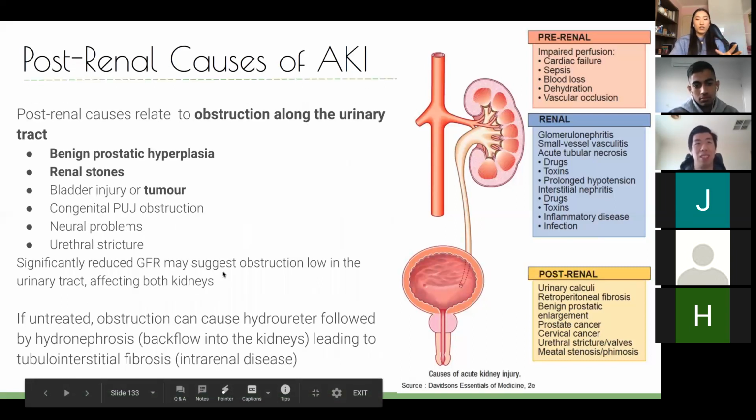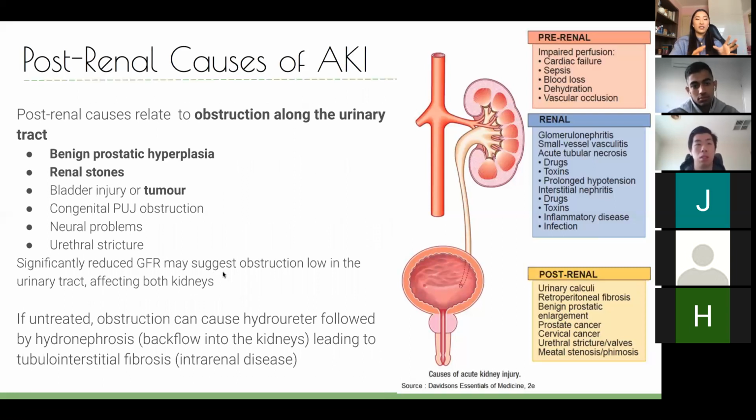And then we get to post-renal. Post-renal, again, is largely related to obstruction along the urinary tract, and that can happen anywhere along the urinary tract. The idea, though, is that if you have a very significant reduction in GFR, it's likely to be an obstruction lower down, right? Because you're cutting off both of the kidneys. Versus if you have an obstruction higher up, where one kidney is going to be affected, but you'll still have flow from the other. So that can be a giveaway sometimes to the type of pathology.